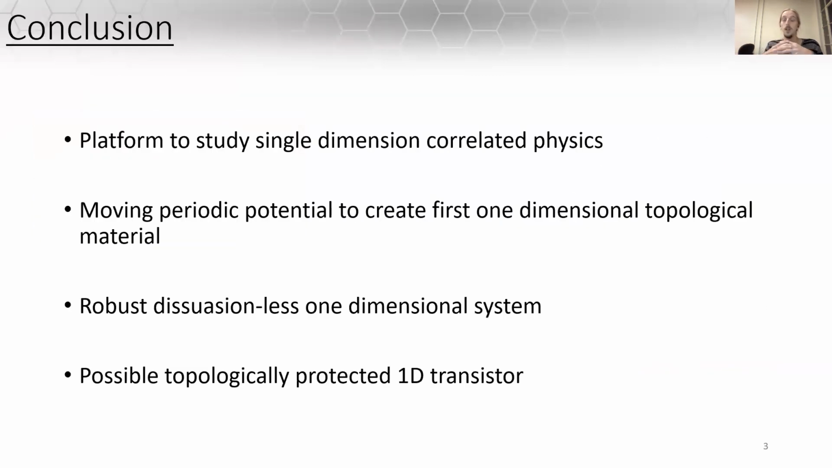So a very brief summary of what this project has been is a study to study correlated physics in 1 dimension. And then we want to apply a moving periodic potential on top of the carbon nanotube to create a topological material. And this will lead to a robust dissipationless 1-dimensional system and possibly a topologically protected 1-dimensional transition.